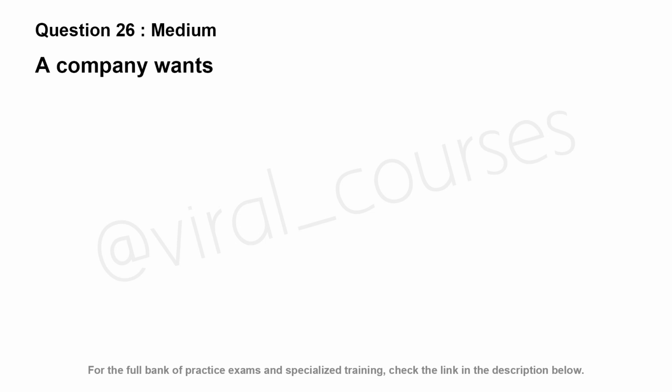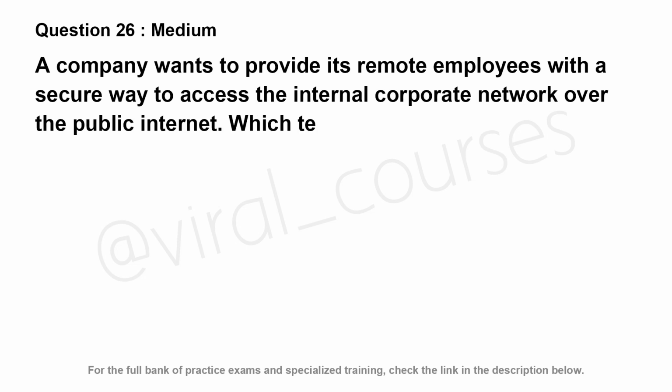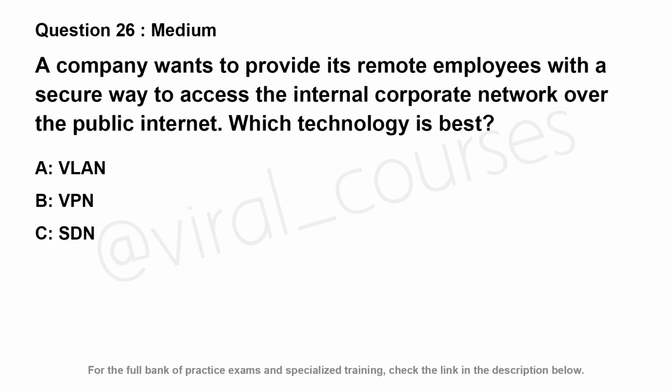A company wants to provide its remote employees with a secure way to access the internal corporate network over the public internet. Which technology is best? Option A, VLAN. Option B, VPN. Option C, SDN. Option D, WPA3.